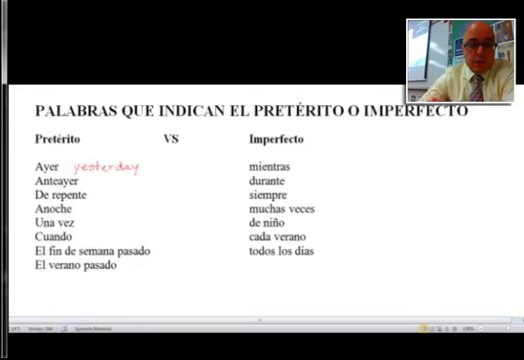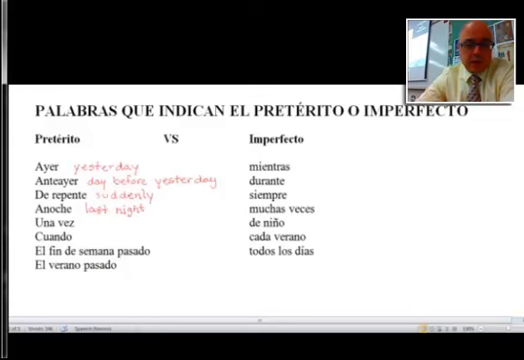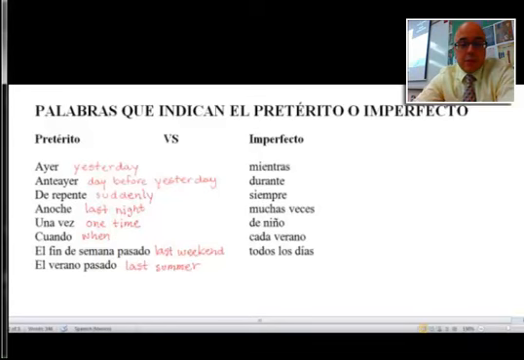Now, the words that basically indicate preterite I have listed right here. Ayer is yesterday. Anteayer, the day before yesterday. De repente, suddenly. Anoche, last night. Una vez means one time. Cuando means when. El fin de semana pasado, last weekend. And el verano pasado, last summer.